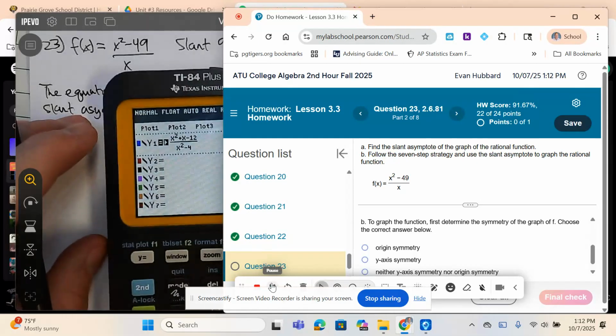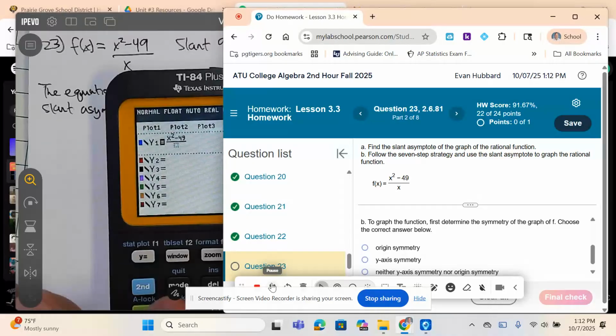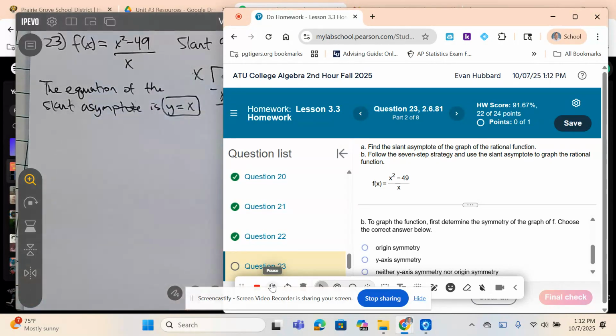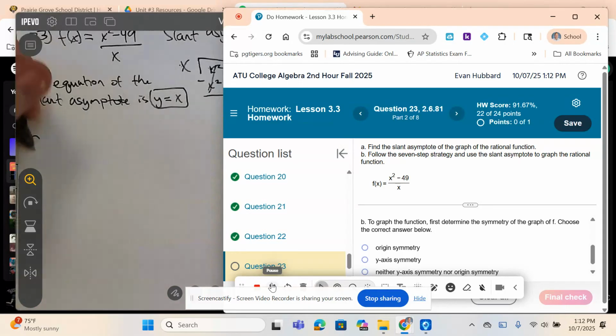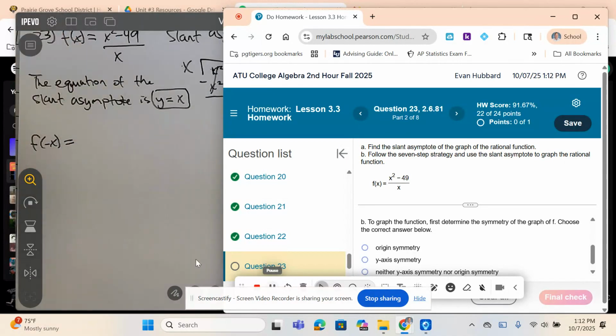All right, let's try this one. X squared minus 49 divided by x. Graph. It might have origin symmetry actually. Let me check this. If you would multiply the bottom, yeah, you're right. It will have origin symmetry.